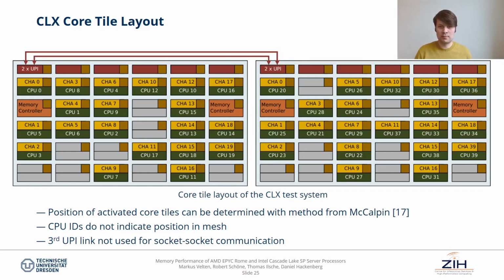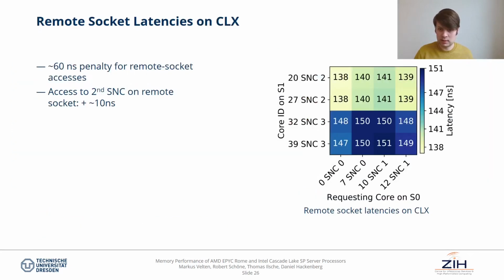We use that to fine-tune our latency analysis to determine which cores are indeed close neighbors and which are sitting further apart. This analysis furthermore showed us that the third UPI link was not used for socket-to-socket communication. So only these 2 UPI links indicated in these pictures were used for that, which is something that McAlpin found as well in his analysis.